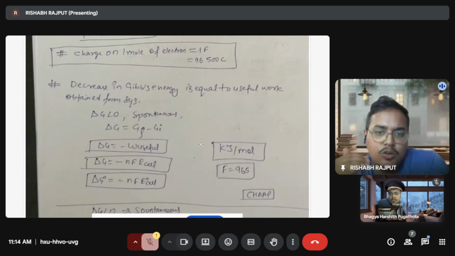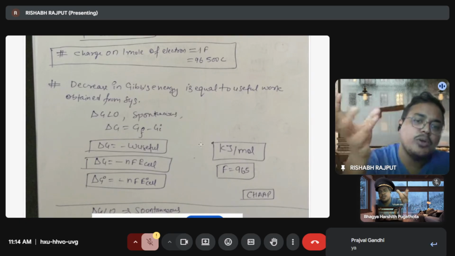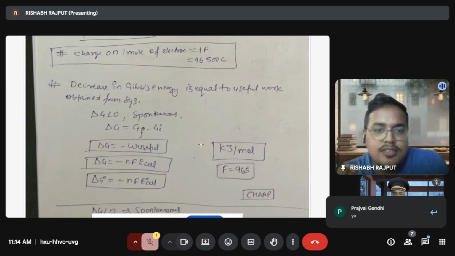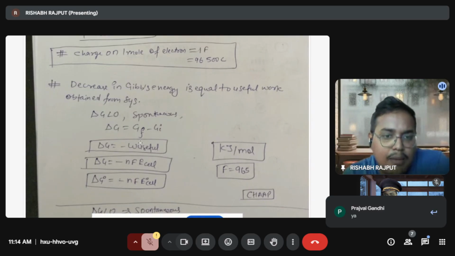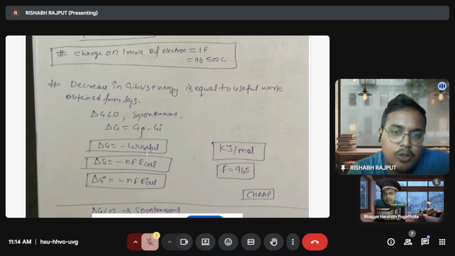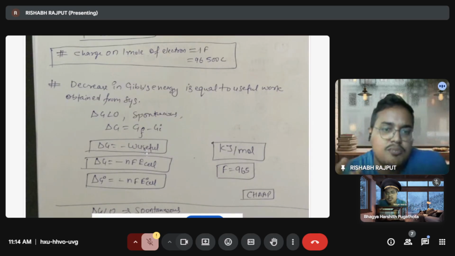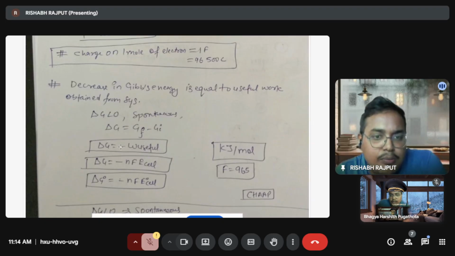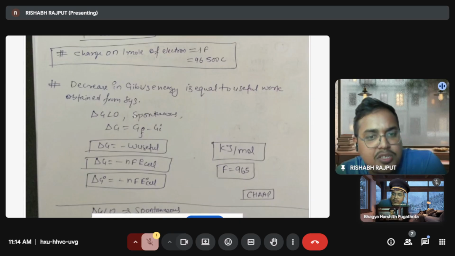The Gibbs energy is equal to the maximum useful work, or whatever amount of useful work you can obtain from the system. That is why I've written here delta G is equal to minus work done useful. Whatever useful work you can obtain from a system, that is our Gibbs energy. Why am I putting a minus sign? Because when delta G is less than 0, your process is spontaneous. That is why I'm putting the minus here.